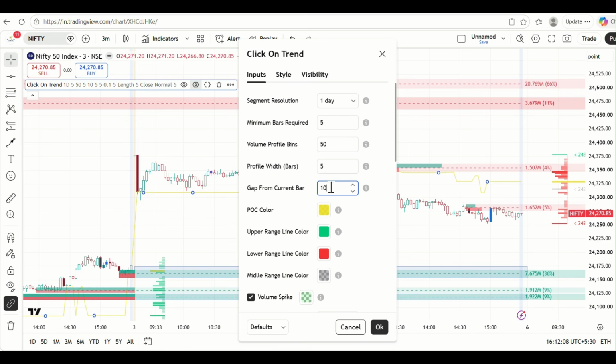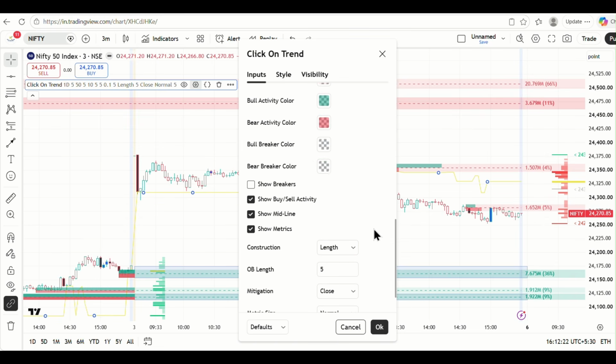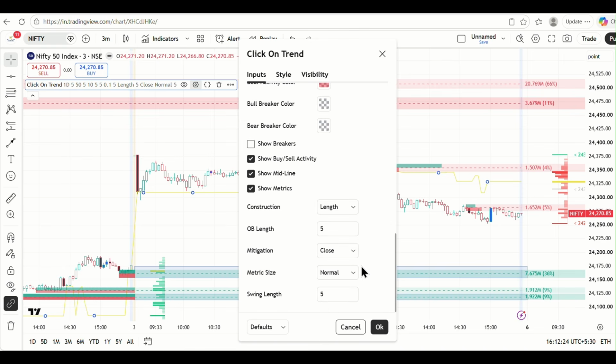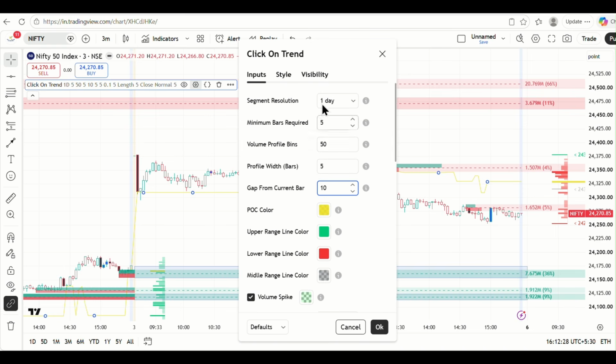Then there is a gap. This gap, as these candles are here and you can see the gap between these two candles, is mentioned here. You can reduce or increase it, just for your clear visualization of this indicator. Then there are zones, so you can go and change the setting and study it. You will find the differences.